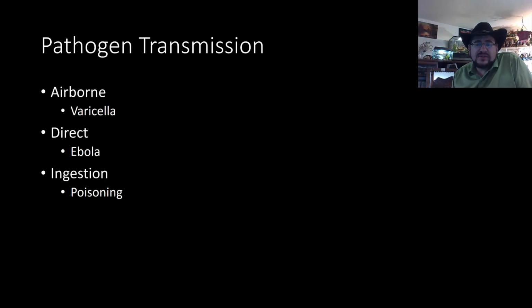Ingestion. A pathogen transmitted via ingestion is a pathogen you have to eat. Food poisoning is your common ingestion pathogen. Interestingly enough, polio is transmitted through ingestion. It's not like a direct contact or a sneeze on you, unless someone manages to sneeze on you and you swallow it. But you have to swallow the polio virus in order to get the infection, which is fascinating.